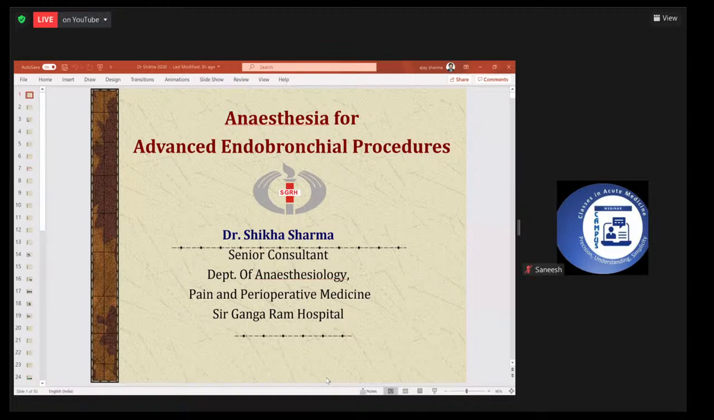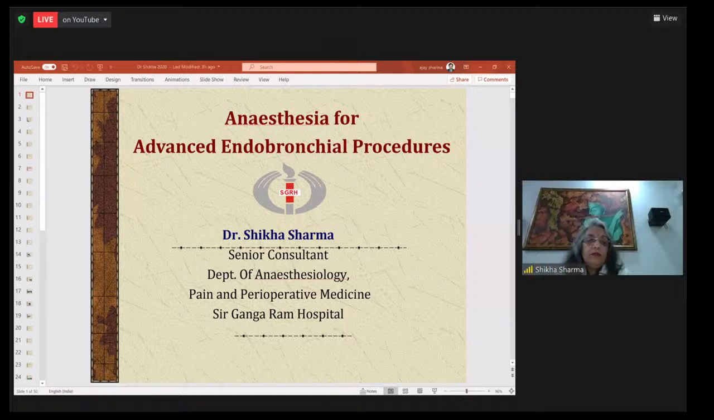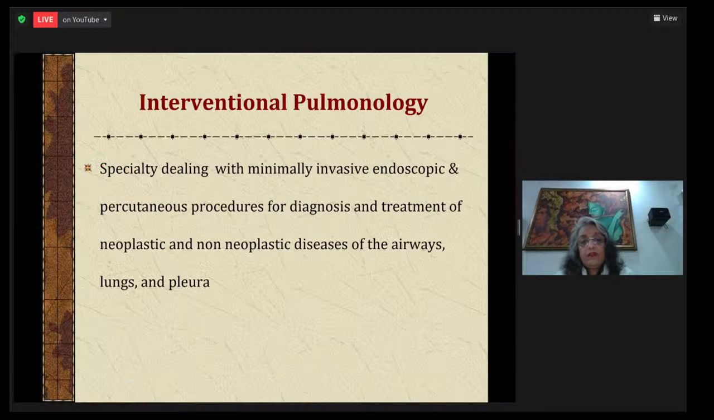Yeah. So, interventional pulmonology is a specialty which deals with minimally invasive endoscopic and percutaneous procedures for the diagnosis and treatment of both neoplastic and non-neoplastic diseases of the airway, lungs, and the pleura.